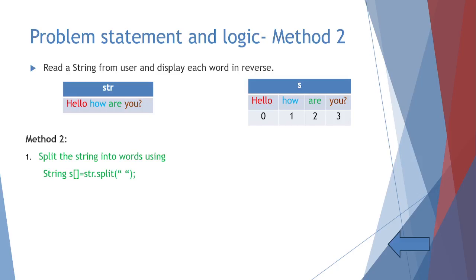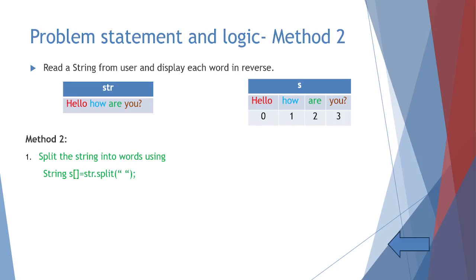S of 0, how many characters are there? 5 characters, and 0 to 4 are the valid indices. S of 1 has 3 characters, 0 to 2. S of 2 also has 3 characters. S of 3 has 4 characters. So we take a nested loop.